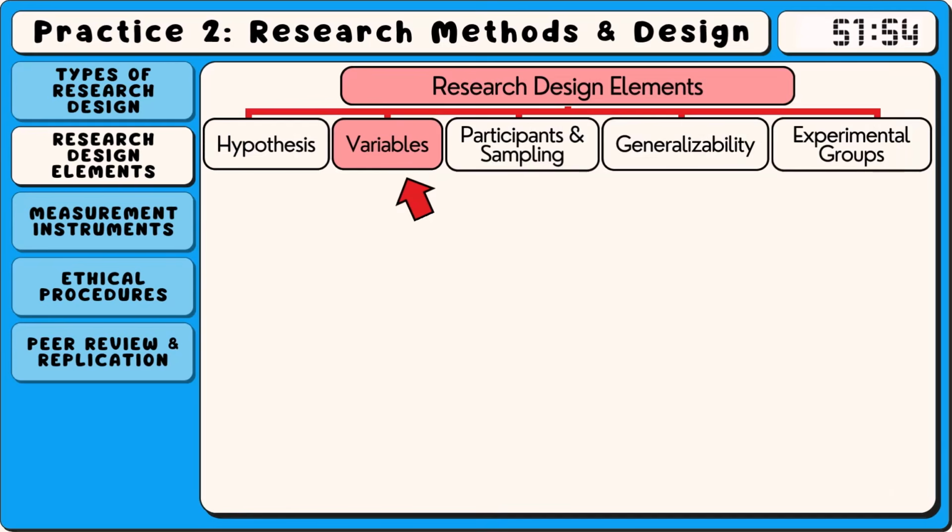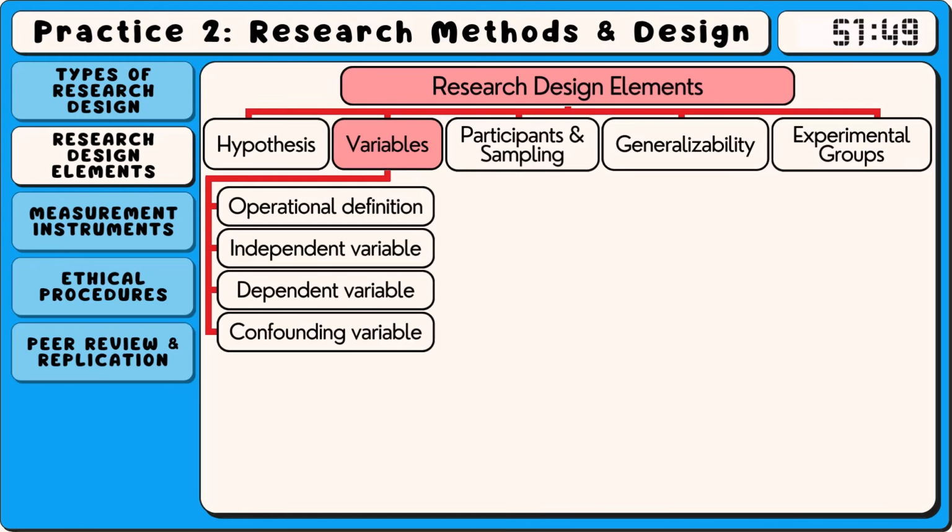Okay, so that's what you need to know about hypotheses. Now let's look at what you need to know about variables. Here we'll discuss 4 variable-related concepts you need to know about. You'll already recognize 2 of them. Our 4 concepts are operational definitions of variables, independent variables, dependent variables, and confounding variables. Let's start with the operational definition of a variable.